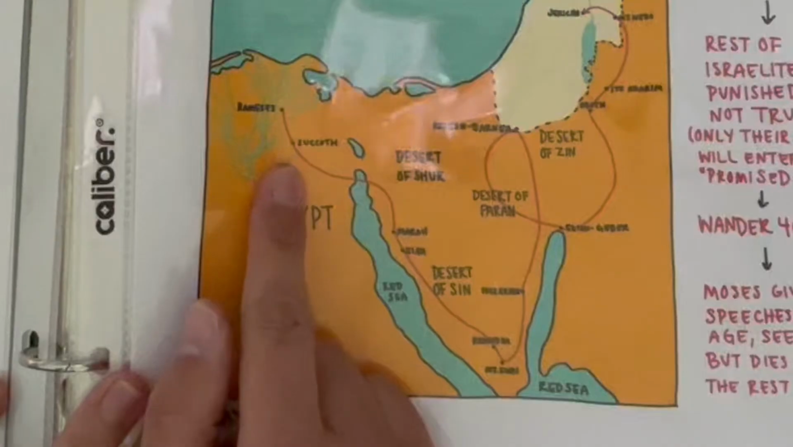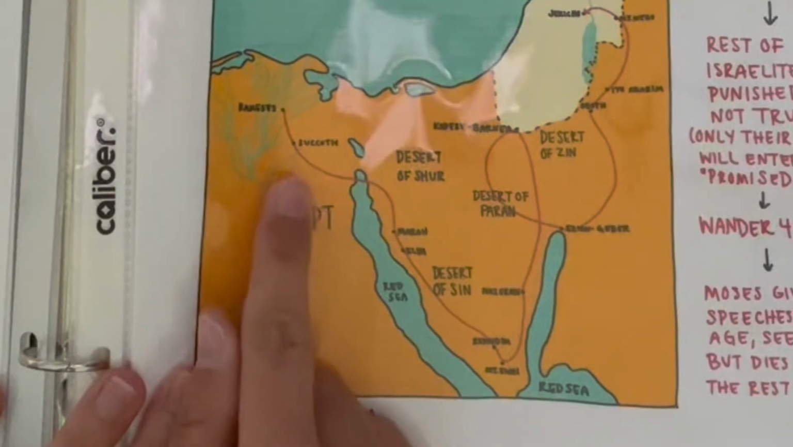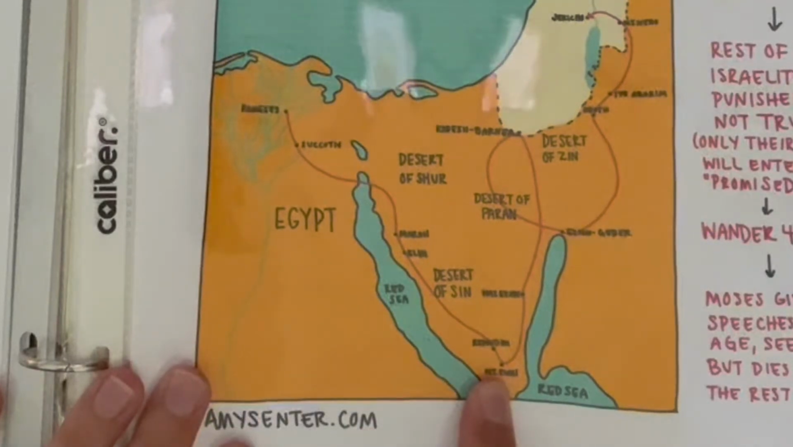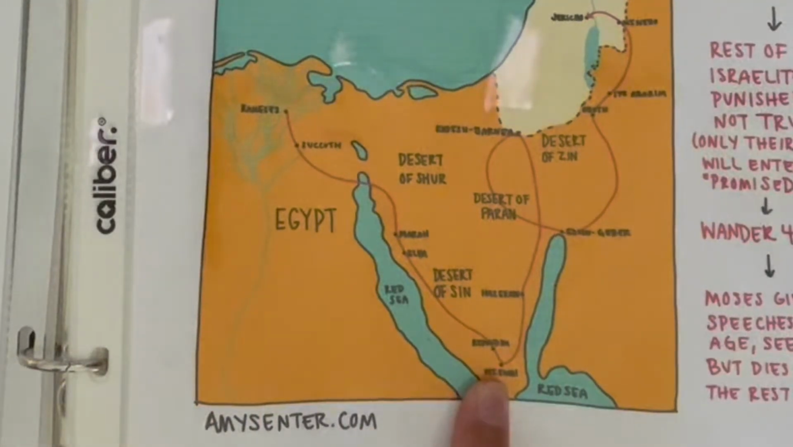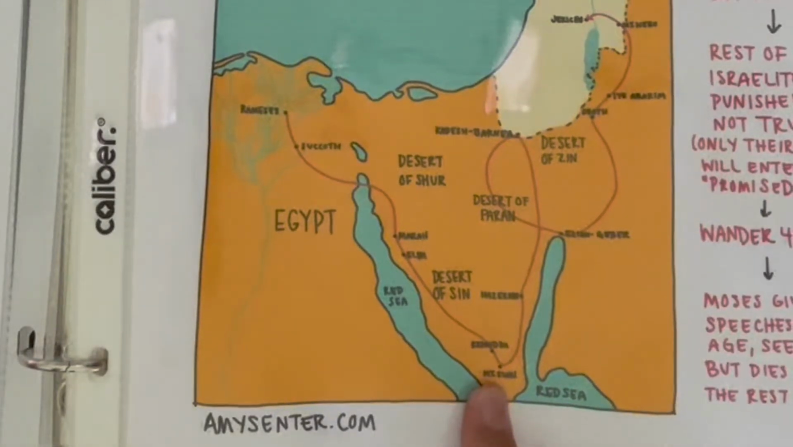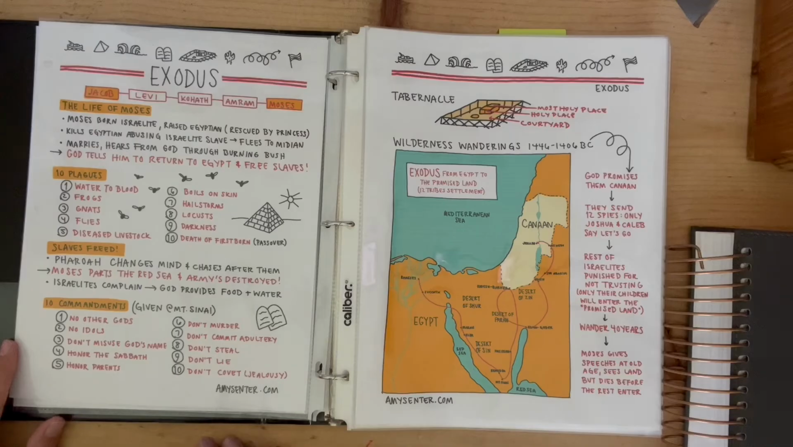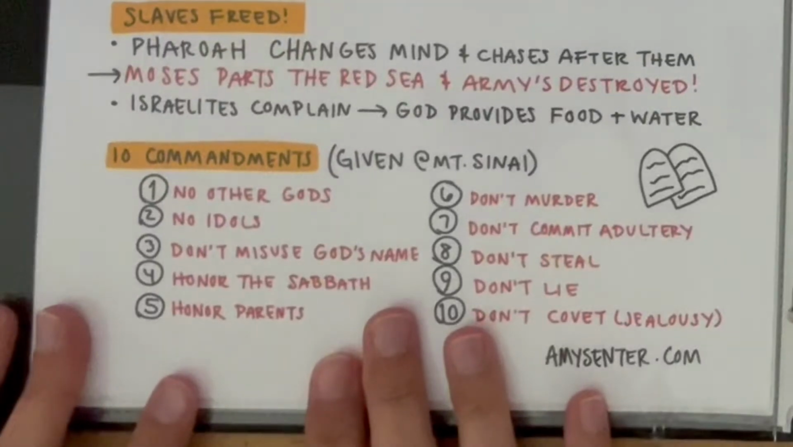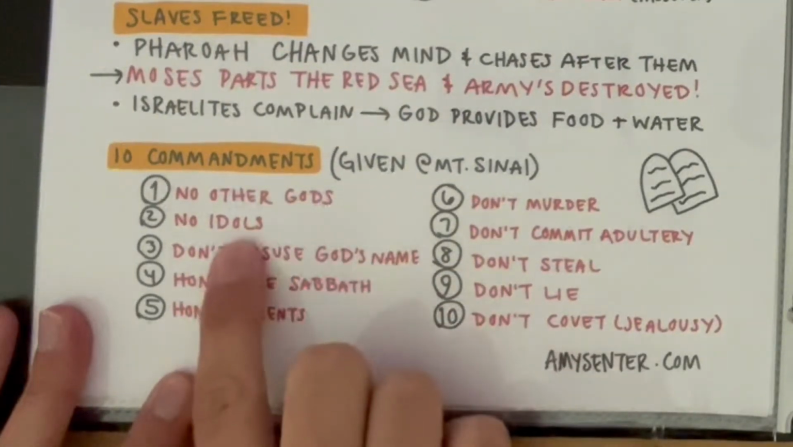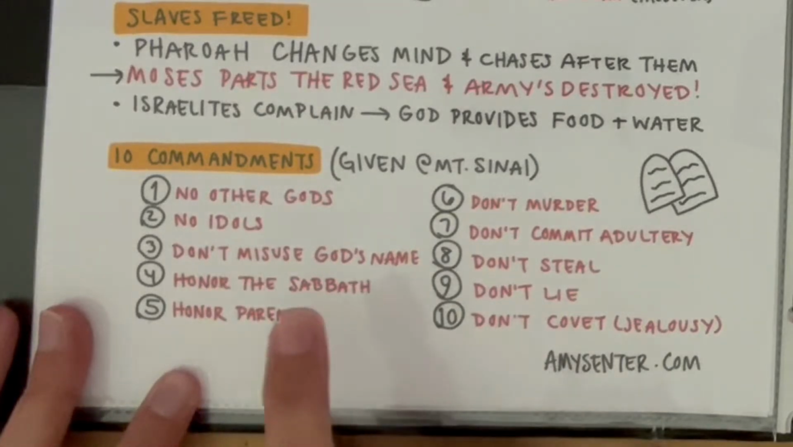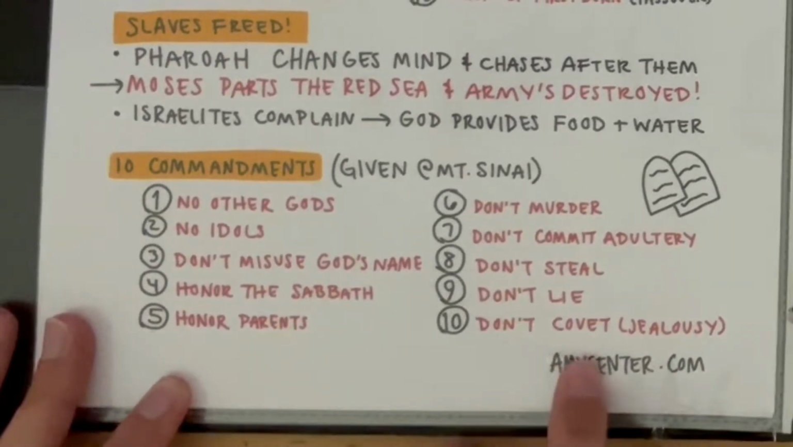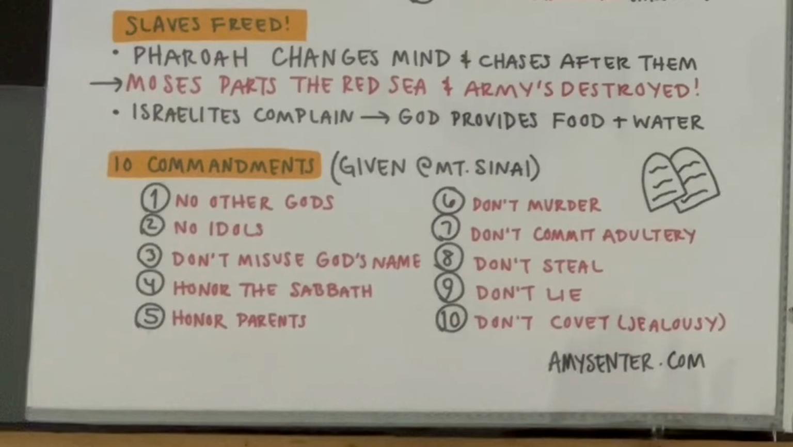Now, they are leaving Egypt over on this map, you can see, and they go to Mount Sinai, which we've got down here. And when they're at Mount Sinai, Moses is given the 10 Commandments from God on the tablets. And the 10 Commandments are their rules for living. And you can find those in the book of Exodus, chapter 20. The 10 Commandments were have no other gods, no idols, don't misuse God's name, honor the Sabbath, honor your parents, don't murder, don't commit adultery, don't steal, don't lie, and don't covet, which means jealousy.